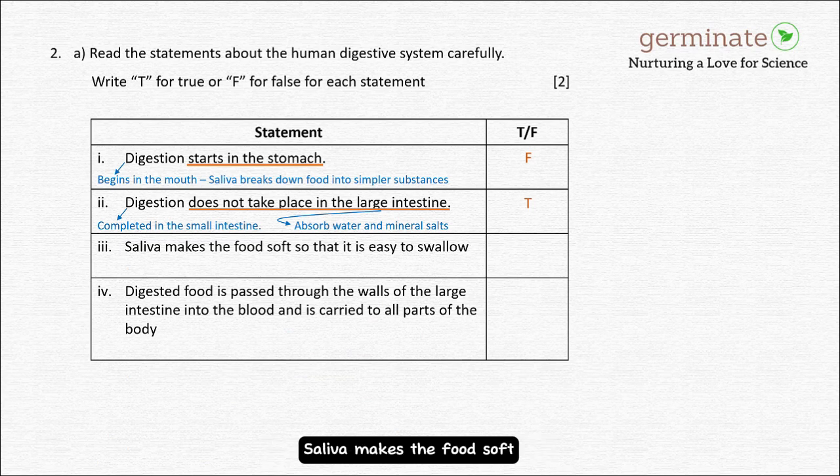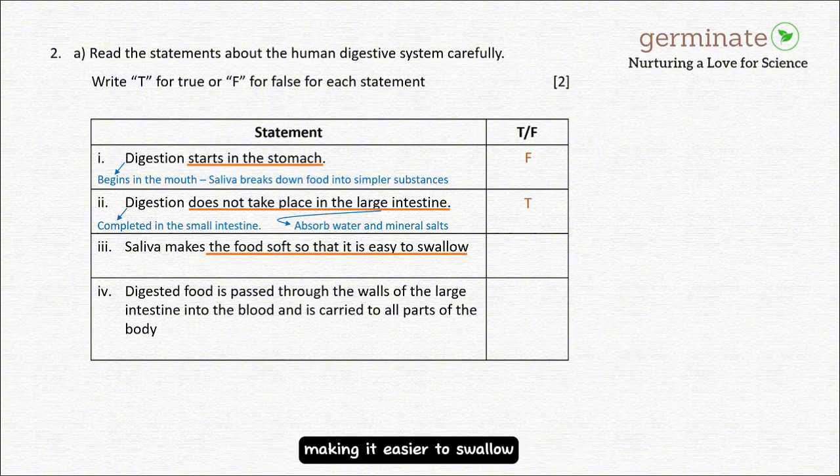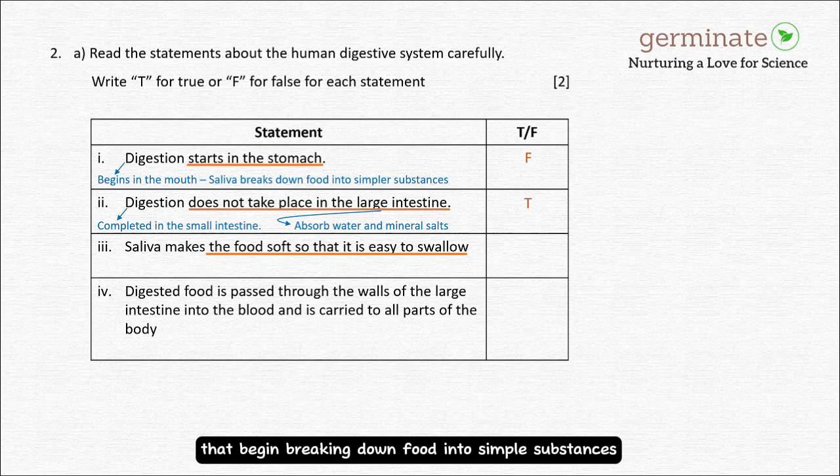Saliva makes the food soft so that it is easy to swallow. Can you remember what are the functions of saliva? Saliva helps to make the food wet and soft, making it easier to swallow. It also contains digestive juices that begin breaking down food into simpler substances as mentioned in the first statement above. Therefore, this statement is true.